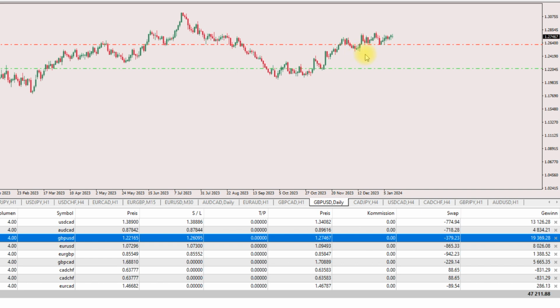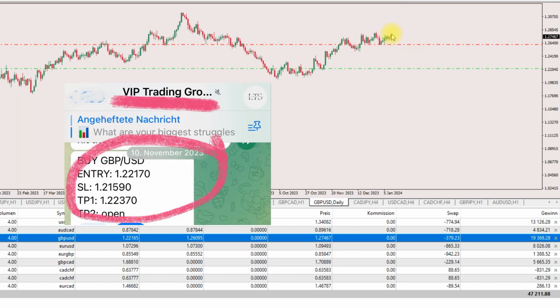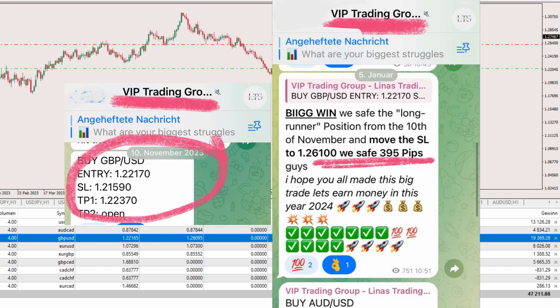To save our positions, of course, we moved the stop loss. Here you see now the new position below the last low. So in case the market drops and reverses, our profits are saved. And of course, you always need to leave enough room for the market, so in case it continues further up, that we're still in the trade. And here the excerpt from the VIP group when we entered the trade, and here when we moved the stop loss last and saved already 395 pips trading profit.